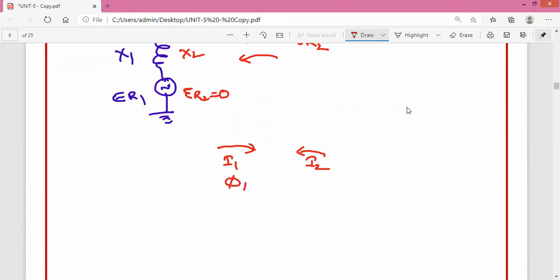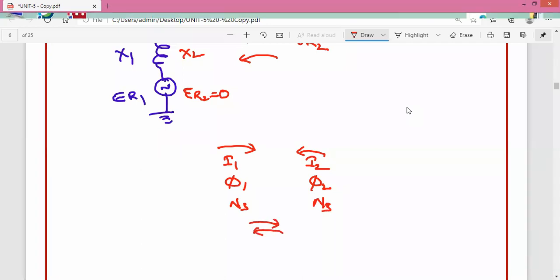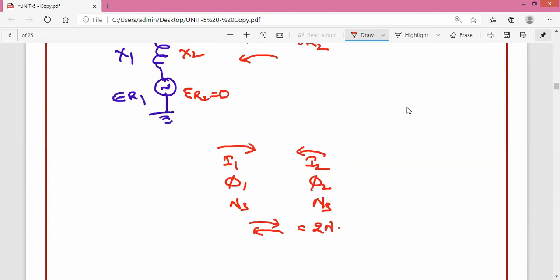Because of I1, the flux of I1 is generated, which is rotating at synchronous speed. Similarly, because of the negative sequence current, there is negative sequence flux, which is also rotating at synchronous speed. So what is the relative speed between these two? It is 2Ns, that means 2 into 120f by P. Poles are fixed, so the generated frequency is double the fundamental frequency.